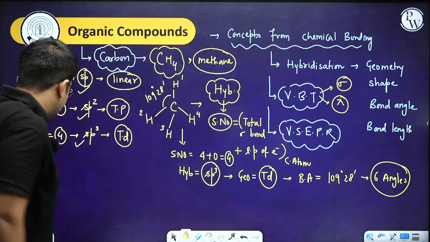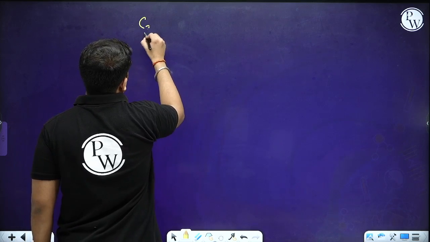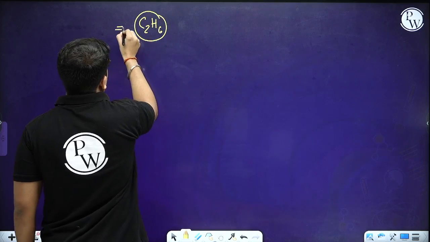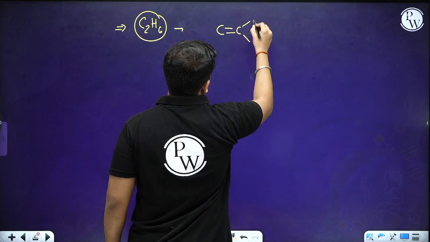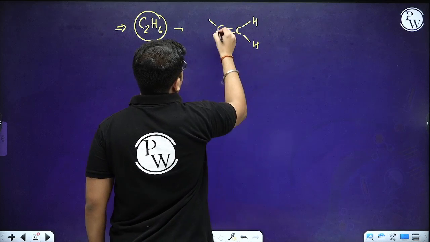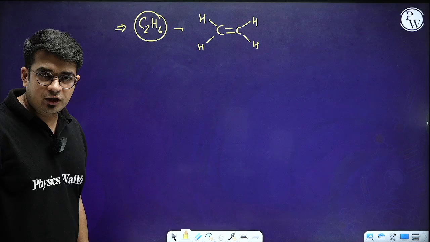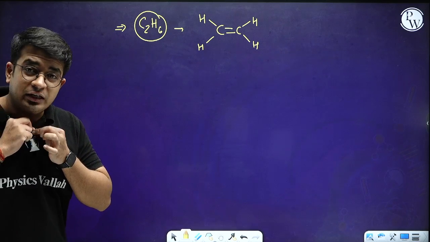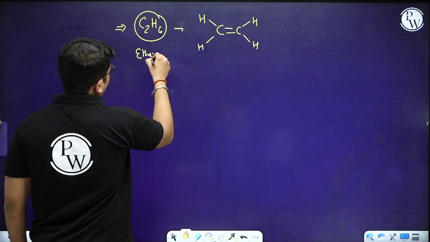Okay, now in the same way, if I talk about the next portion, let's say we are talking about C2H4, the next part. So this looks like C double bond C, then H and H, H and H. This part we already know. First part was methane, second part in this particular case is basically your ethene. This part is known as ethene.